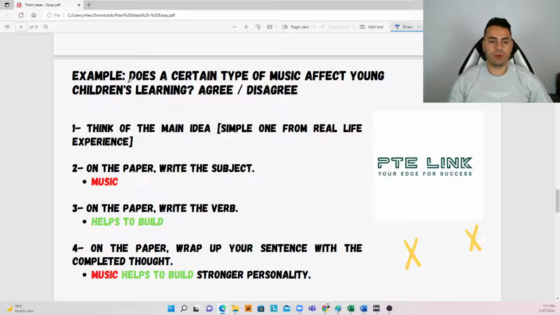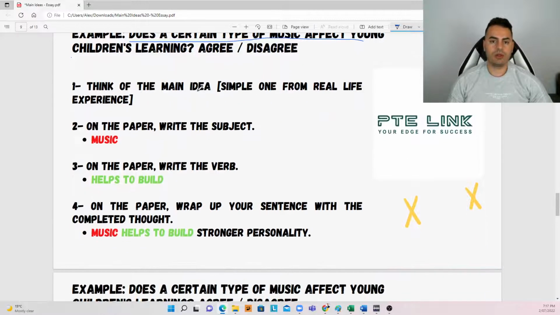This is a real exam question. They're asking, does a certain type of music affect young children's learning? Agree or disagree, whatever. Let's assume we need to come up with positive ideas. Okay, where's the first step? Think of the main idea in your back mind from a real life perspective. Oh, okay, it's good for the personality. Yeah, helps my personality or helps the children's personality. Done. Now we have to make it a full sentence, a simple sentence.